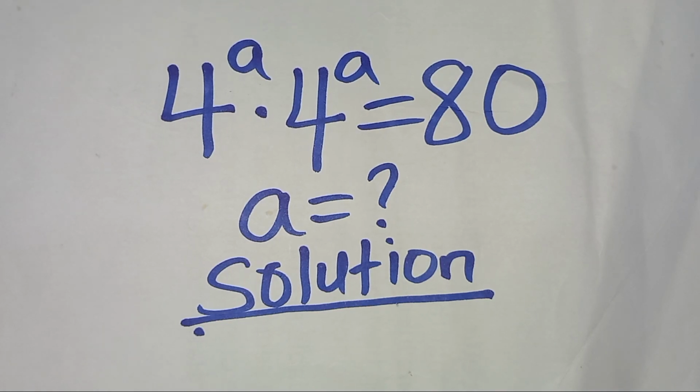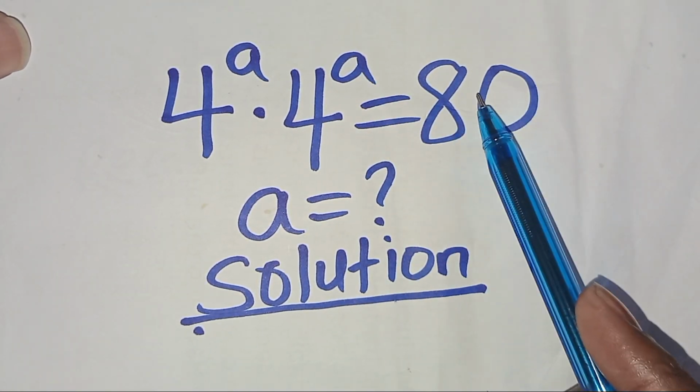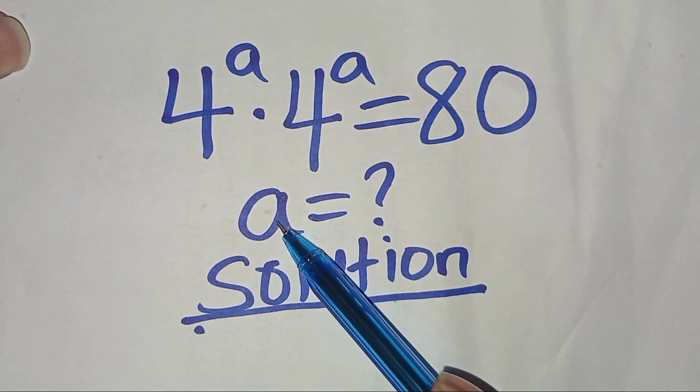Hello everyone, welcome to this solution. Given this exponential equation, 4 to power a multiplying by 4 to power a is equal to 80. What is the value of a?